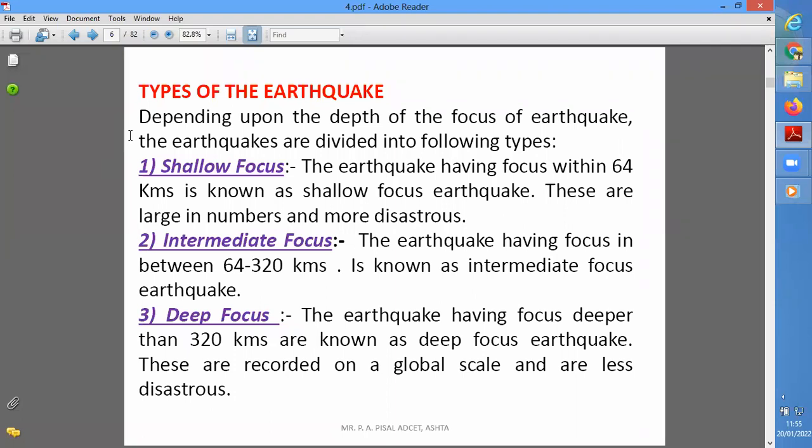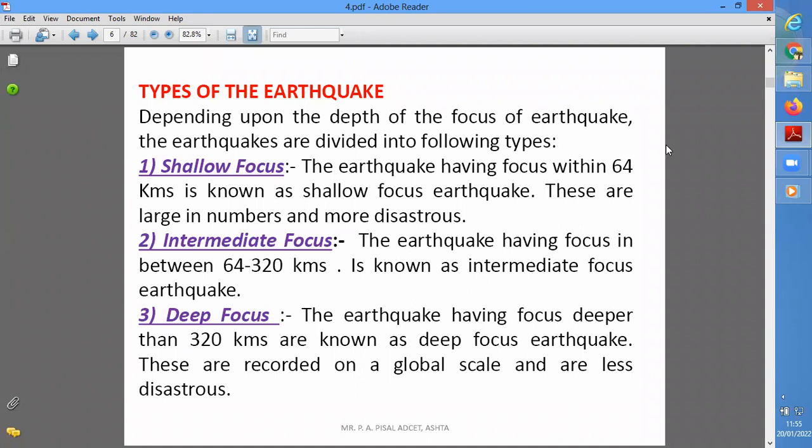Now, the next point is the types of the earthquakes. There are three main types of earthquakes depending on depth of focus or focal depth. Now, the vertical distance between the epicenter and the focus that we saw, that vertical distance we always consider as the depth of focus, and depending on that, there are three main types of earthquakes.